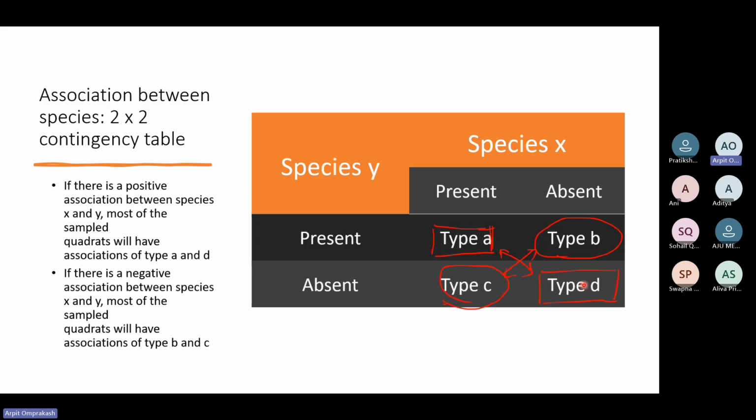Then, whether two species are associating or not, we can easily figure out by doing quadrat sampling and making a contingency table. If we see a lot of type A and type D interactions, that means these species are associating, because whenever species X is present, species Y is present, and whenever species X is not present, species Y is not present. However, if there are more type B and type C interactions, that means these species might be avoiding each other, and that's why they are present alternatively.